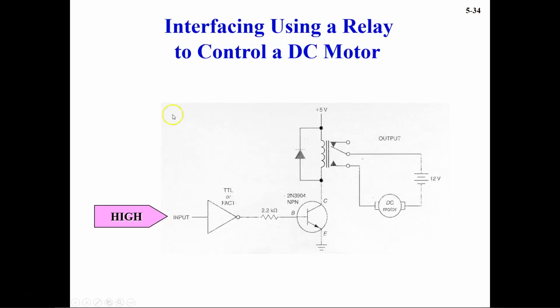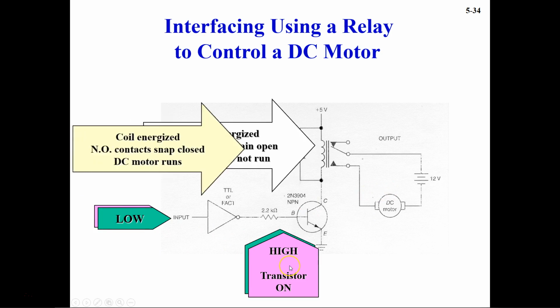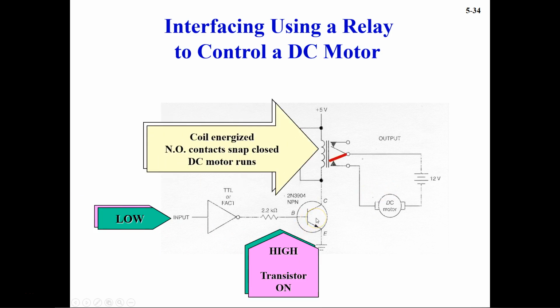So when you have a high input here, then you are going to have a low output. If you have the low output, then the transistor will be off. In that case, there will be no movement here, so the coil will not be energized. So the normally open contact will remain open, and in that case the DC motor will not run.